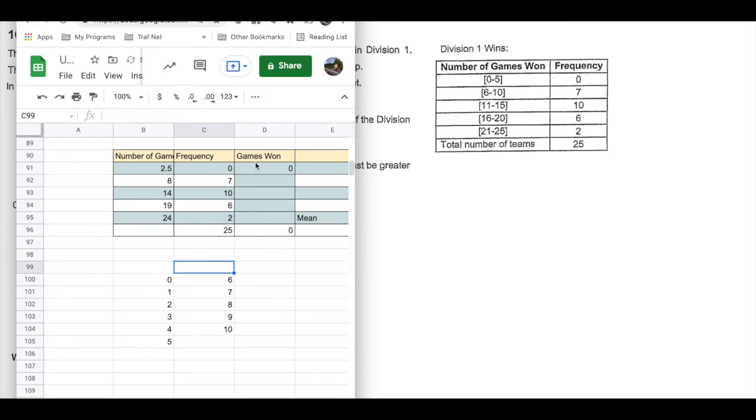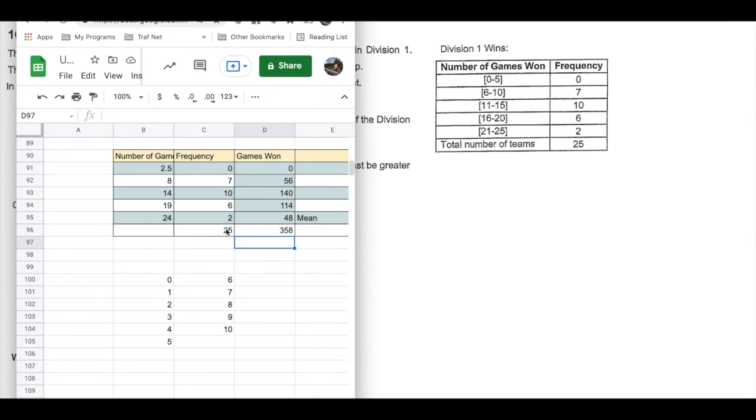Then we're going to figure out the total number of games won. We're just going to multiply the number of games in the middle of our range in each case times the frequency. If we had 2.5 games with 0 frequency, that's still 0. And then we fill that down. If we had 8 wins 7 times, well, that's 56 wins. If we had 14 wins 10 times, that's 140 wins.